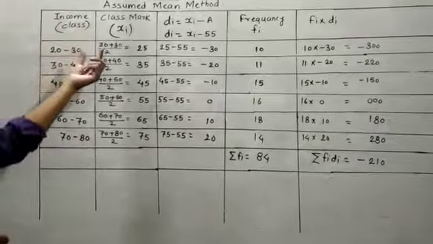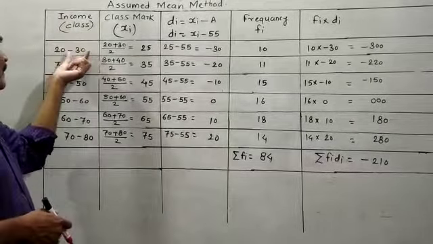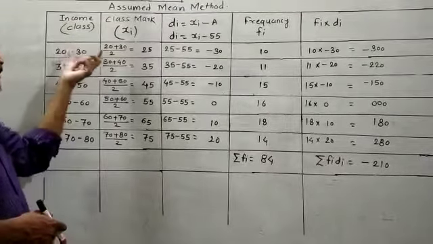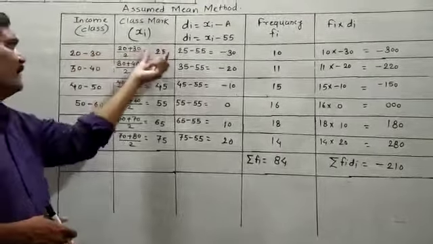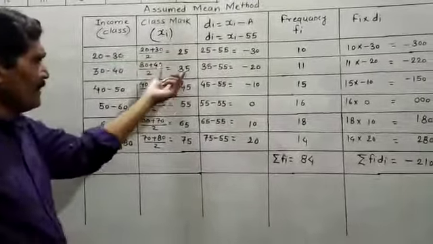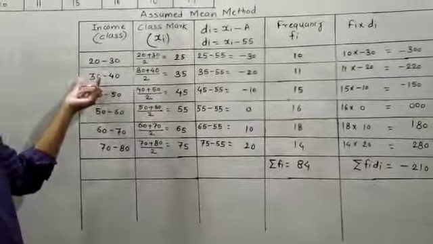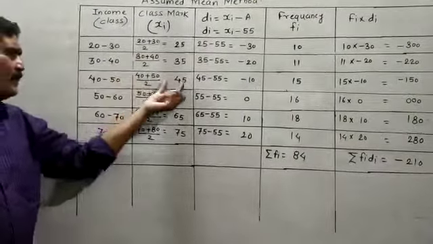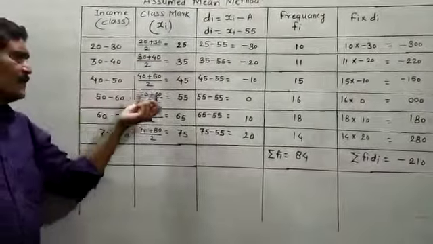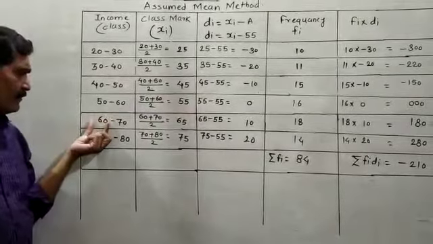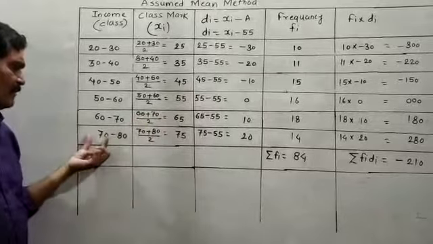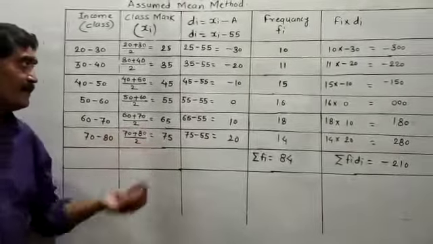Then you have to find out the class mark: upper limit plus lower limit divided by 2. In this way, 20 plus 30 upon 2, so the class mark of 20 to 30 is 25. Similarly, you have to find the other class marks. The class mark of the class 30 to 40 is 35. Class mark of 40 to 50 is 45. Class mark of 50 to 60 is 55. Class mark of 60 to 70 is 65. Class mark of 70 to 80 is 75.